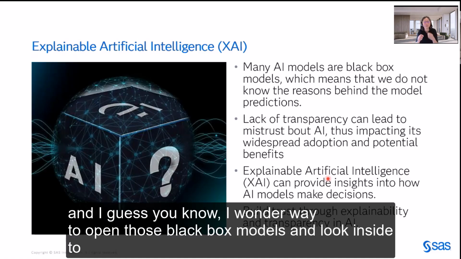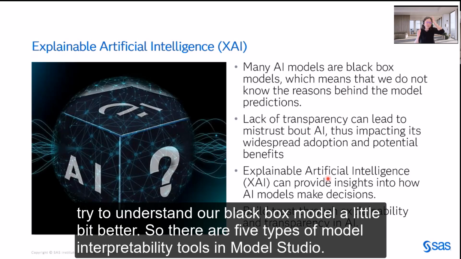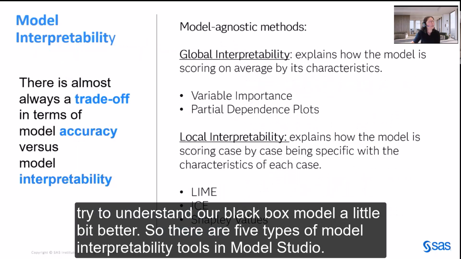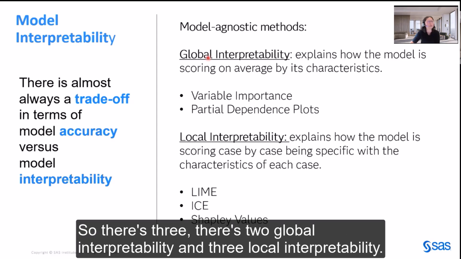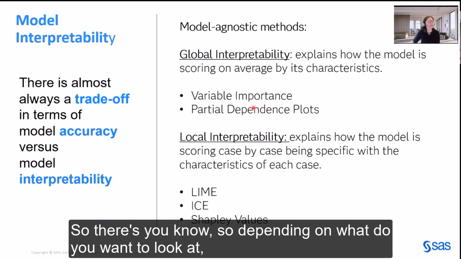We want a way to open those black box models and look inside to understand our black box model a little bit better. There are 5 types of model interpretability tools in Model Studio: 2 global interpretability tools and 3 local interpretability tools, depending on what you want to look at.